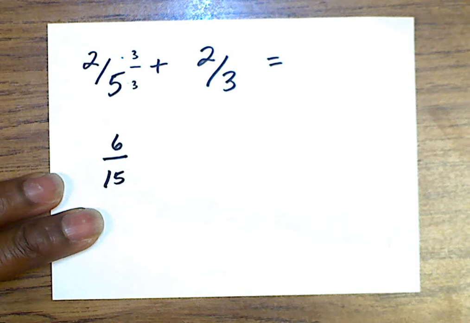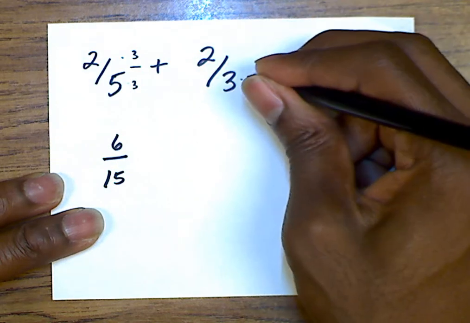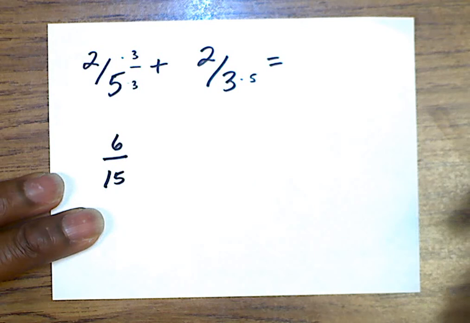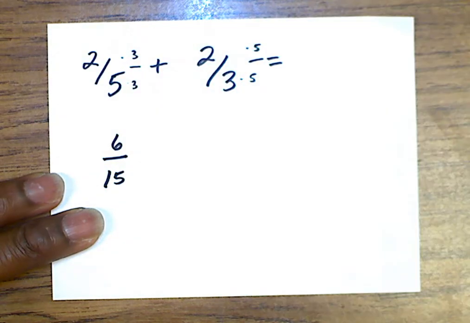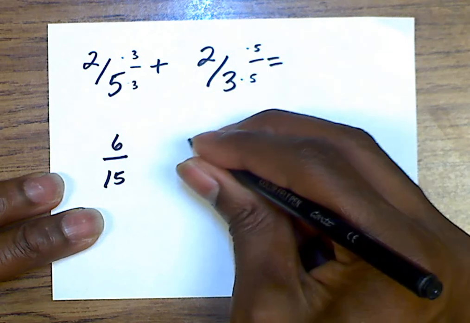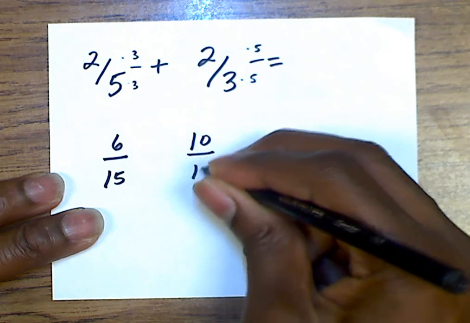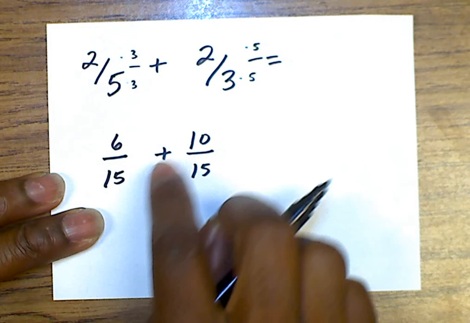Okay, on the right side, we'll do the same thing. We need to make the denominator 15, so we'll multiply that by 5. 5 over 5 is 1, so we're not changing the value of the fraction. So 2 times 5 is 10, 3 times 5 is 15. Here we have 6 over 15 plus 10 over 15.